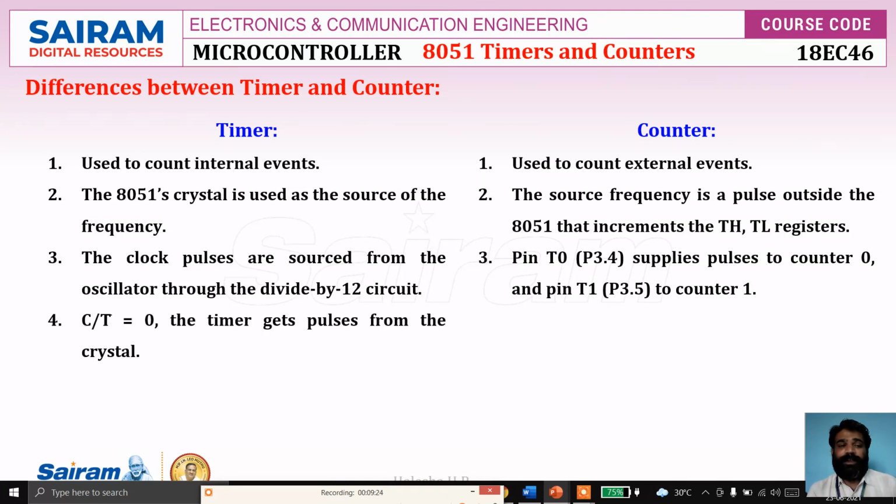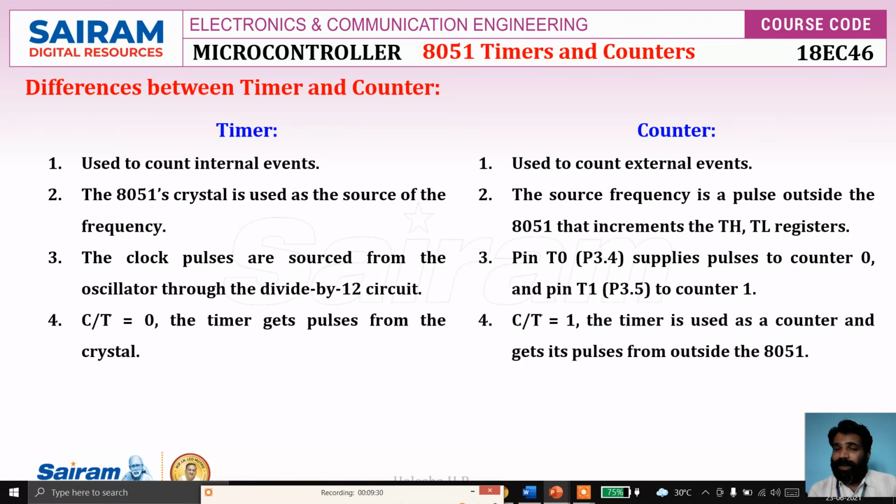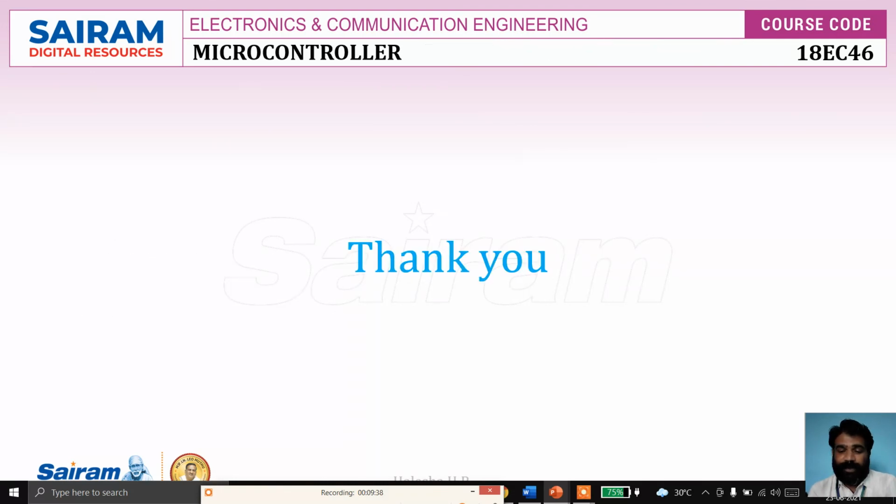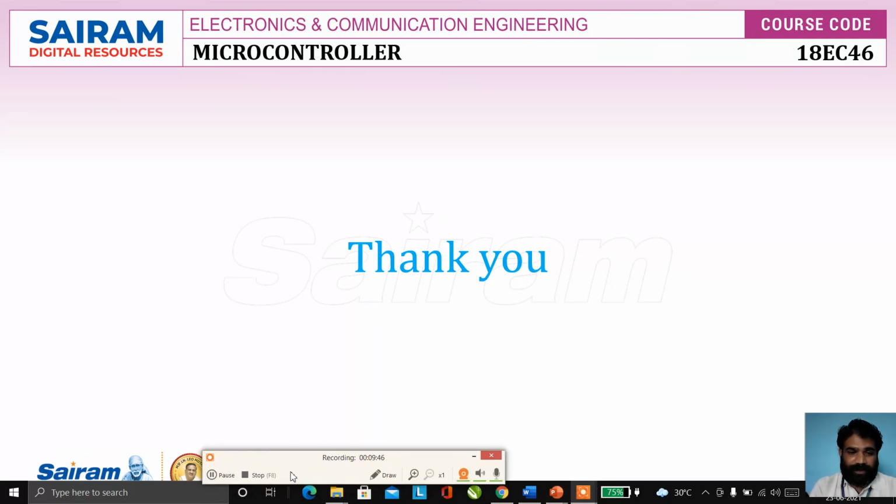And here, if C bar T bar is 0, then the timer gets pulses from the crystal, and if it is 1, then the timer is used as a counter and gets its pulses from outside the 8051. Okay, this is about the timer or counter logic and the differences between the timer and counter. So I'll continue in the next video.